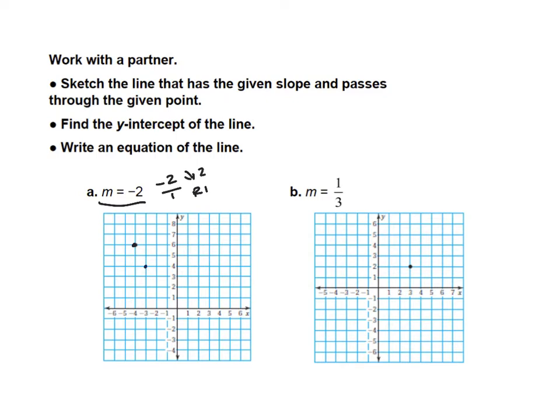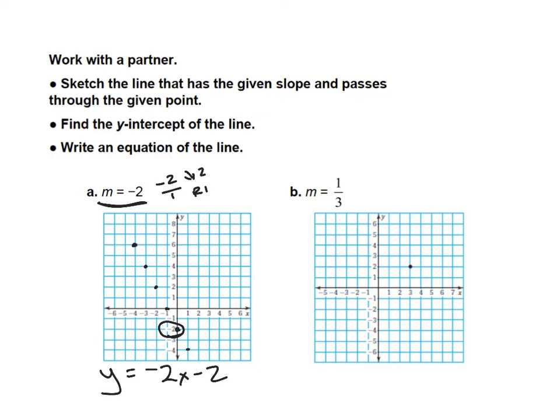Down 2, to the right 1, repeating until I reach the y-axis. And here is my y-intercept. So my equation is y equals -2x, because we already know our slope, and we found our y-intercept, which is -2.